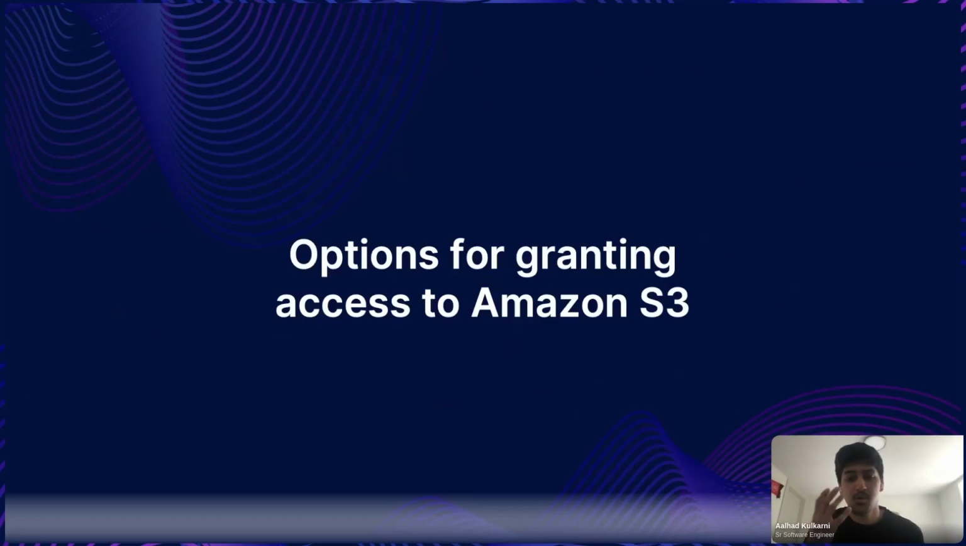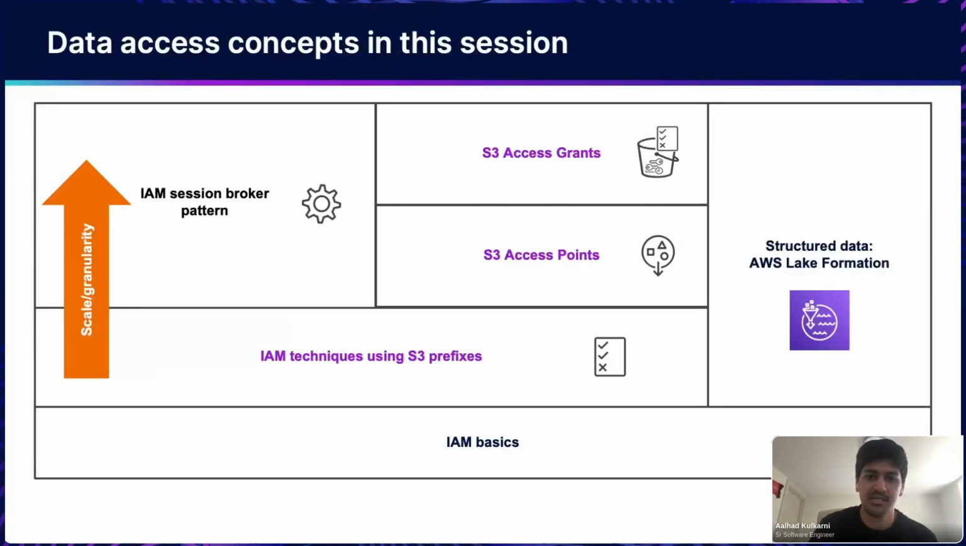All right, so you have an S3 bucket, you want to share the data. What options do you have today? And this is the meat of our talk today. We're going to talk about a lot of different concepts and patterns. We're going to start right at the bottom with some IAM basics. We'll talk about the first pattern using IAM techniques and S3 prefixes, the straightforward standard pattern in AWS. Then talk a little bit more about S3 Access Points when you start scaling this.